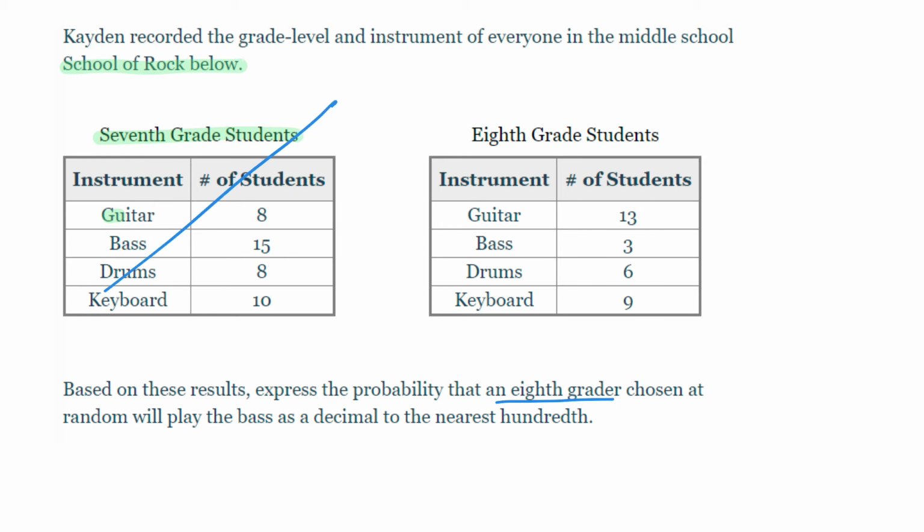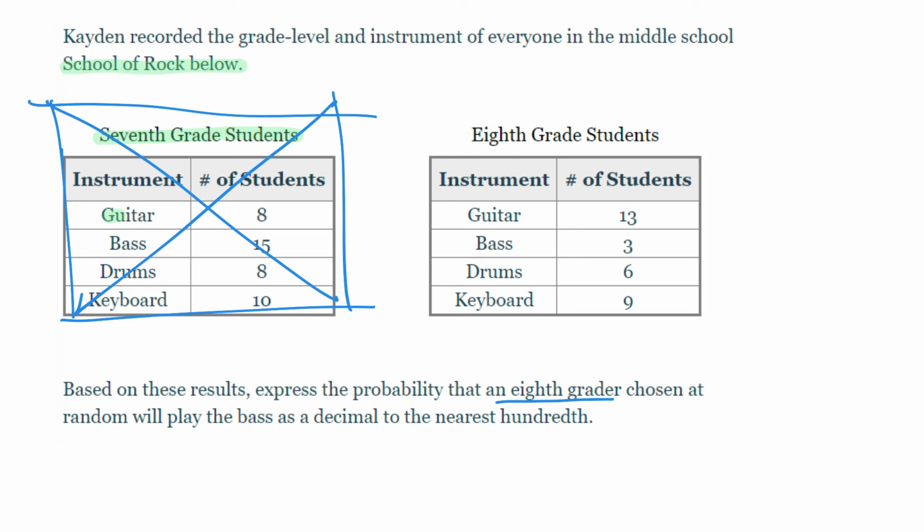Well, we don't even need the 7th graders. This information is not even here. It doesn't say out of the whole school. It just says express the probability that an 8th grader. So that would be our given that they are an 8th grader. So if we were doing our probability, it would be probability of a bass given that they are in the 8th grade. That's how we would write that as a phrase.